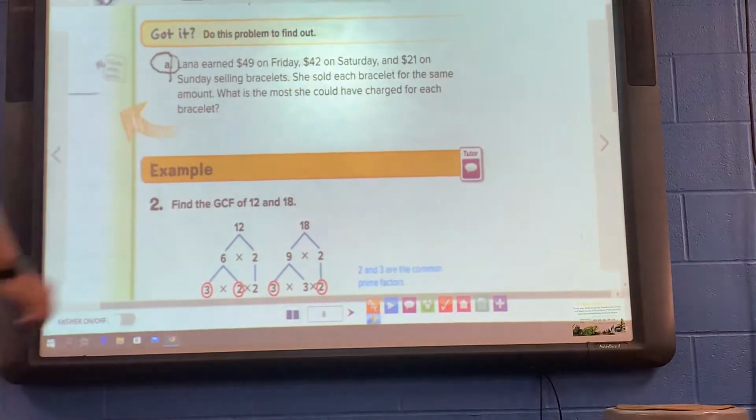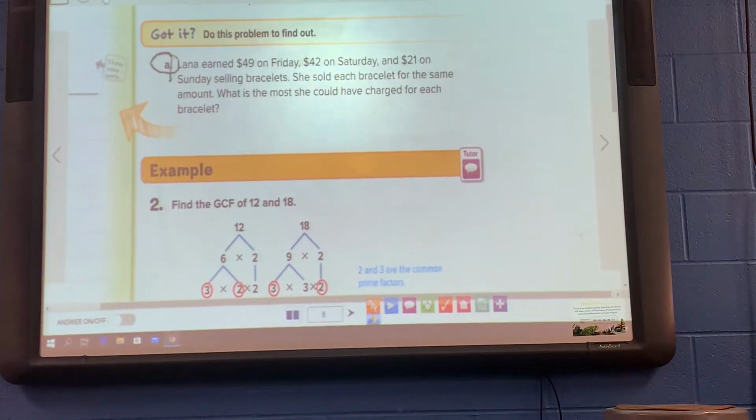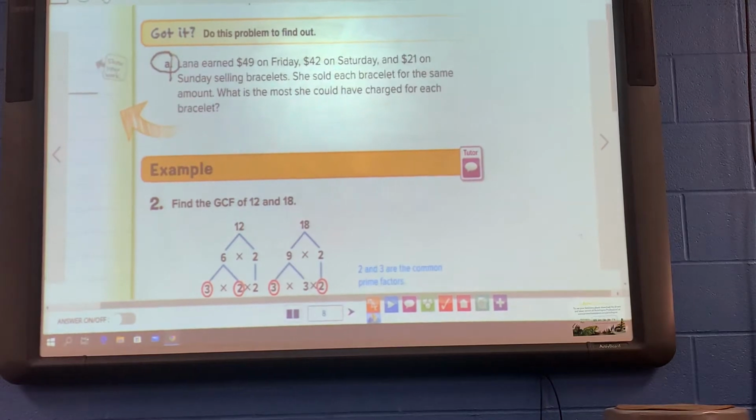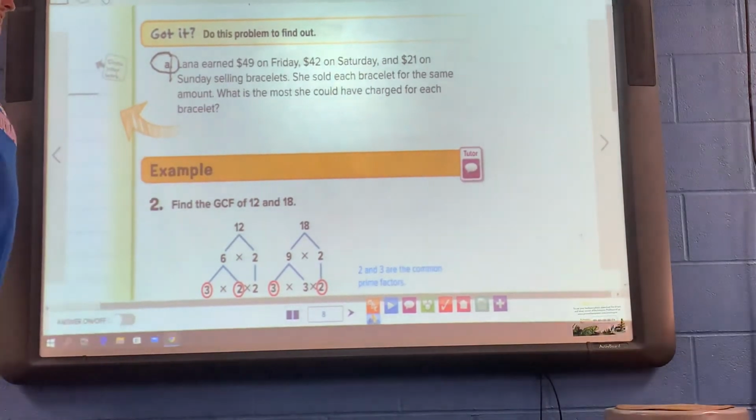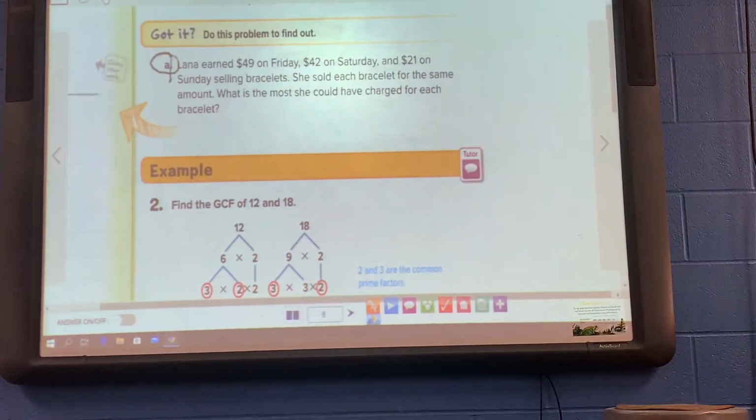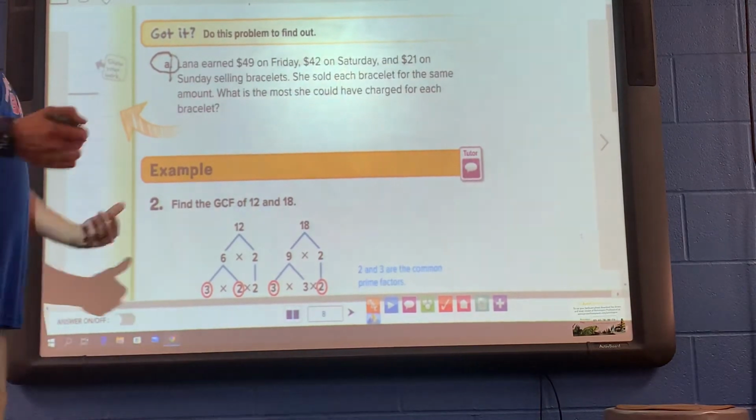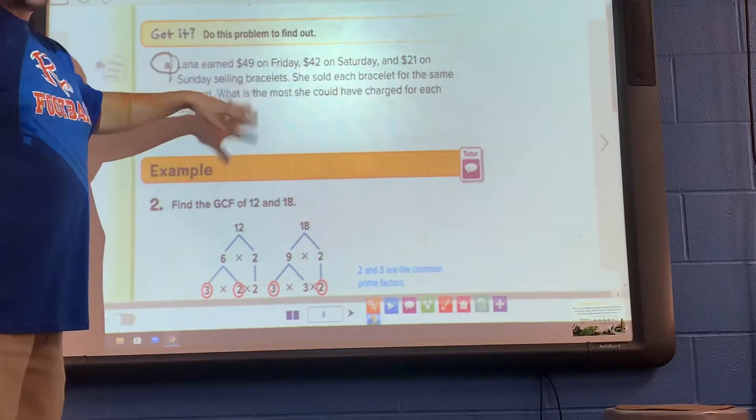C together. So letter A, we have Lena earned $49 on Friday, $42 on Saturday, and $21 on Sunday selling bracelets. She sold each bracelet for the same amount of money. What is the most she could have charged for each bracelet? Well, we're finding the greatest common factor again. So this time it's just a real life problem.